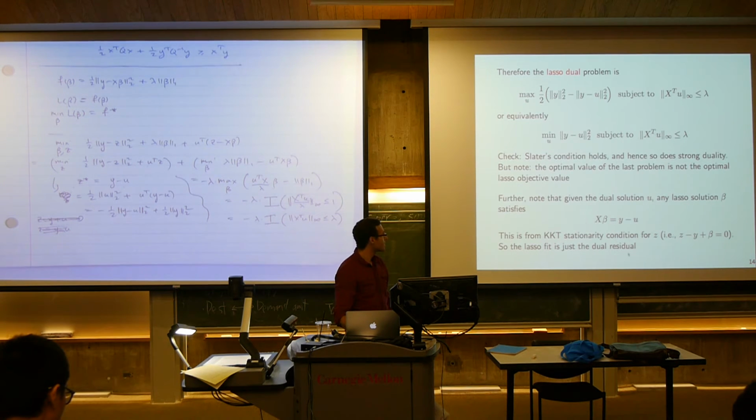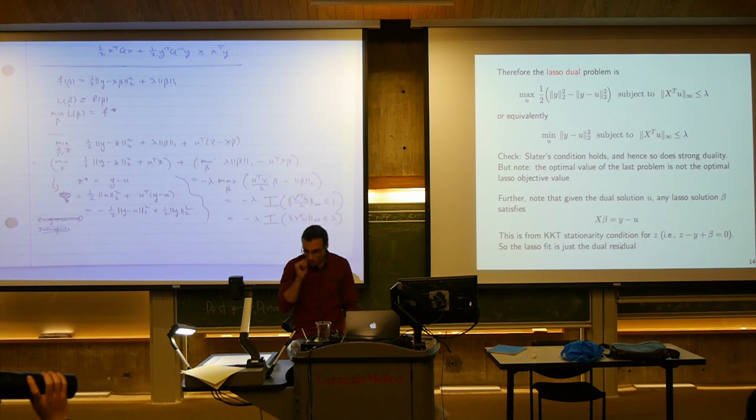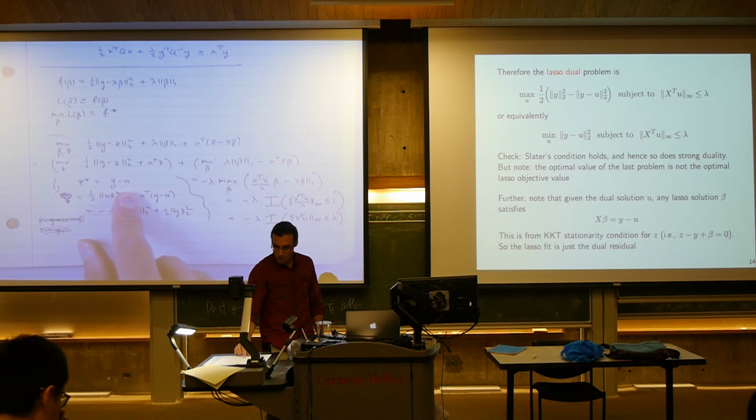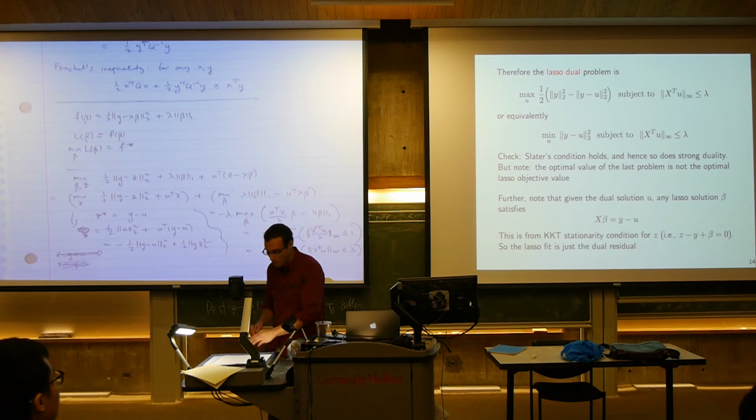must satisfy this. We can actually find the lasso fit, x beta, right? The predictions. This is what we predict for y. This is the linear combinations of the variables just by taking y minus u. So that comes from the stationarity condition for z. Okay, so look what we did here to derive the dual.